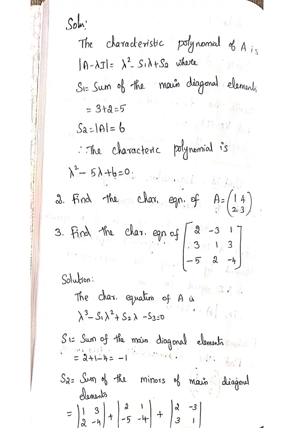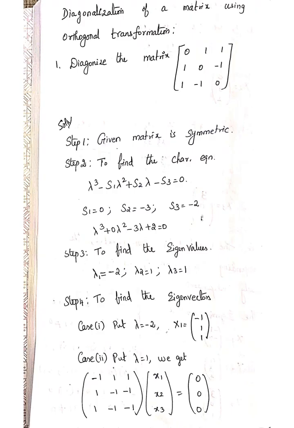We have a 3 by 3 system now. The characteristic equation is of the form lambda cube minus S1 lambda square plus S2 lambda minus S3 is equal to 0. Now we are going to see diagonalization of a matrix using orthogonal transformation.